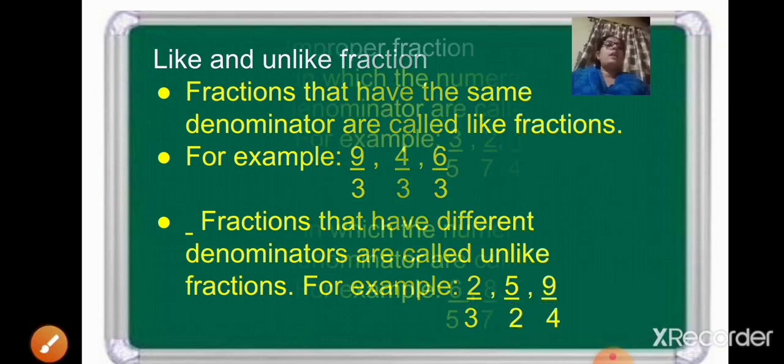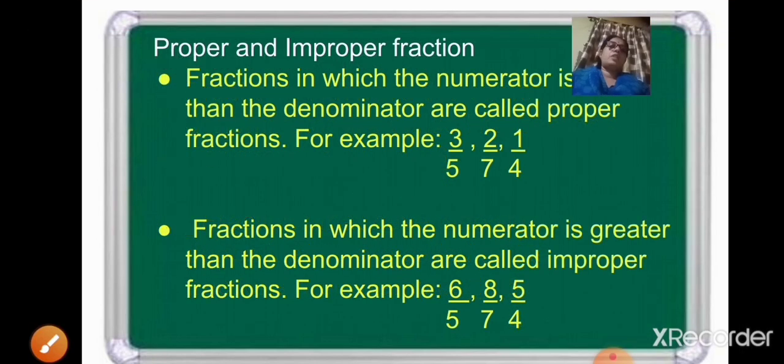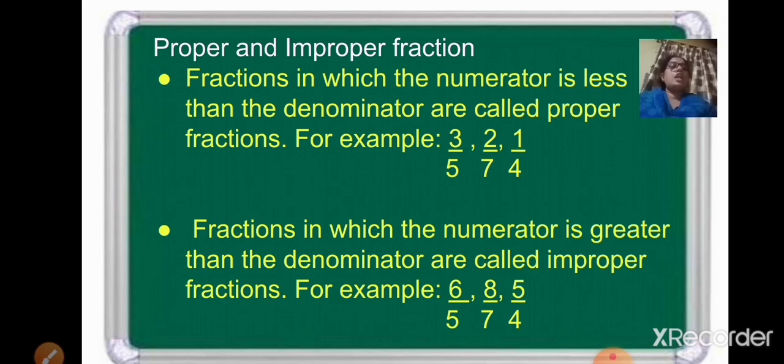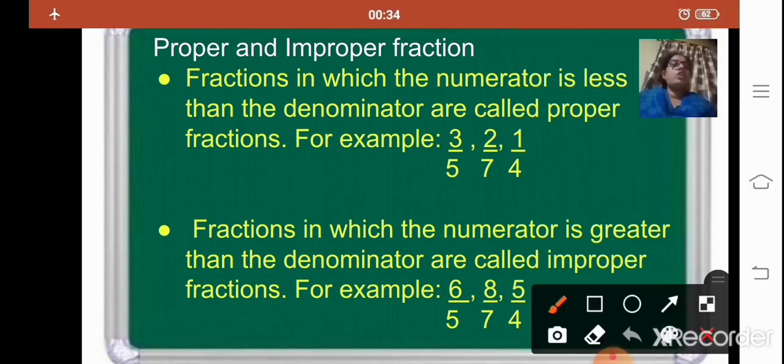Okay, now what are proper and improper fractions? Proper fractions are fractions in which the numerator is less than the denominator. See this example, 3 upon 5, 2 upon 7 and 1 upon 4. Here in all the three fractions, the numerator is less than the denominator. Such fractions are called proper fractions.